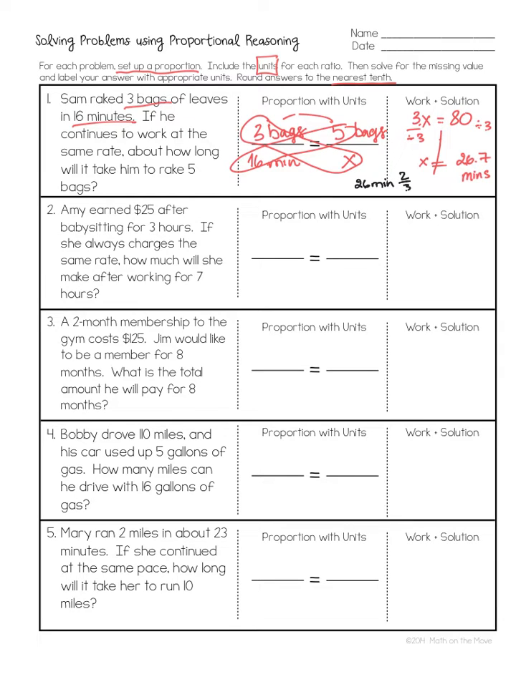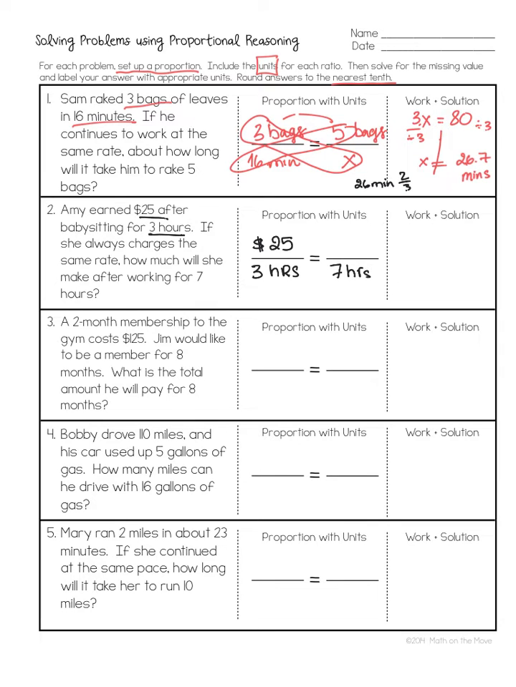Amy earned $25 after babysitting for 3 hours. $25 for 3 hours, that is a ratio. If she always charged the same rate, how much will she make after working for 7 hours? So I'm going to write down my first ratio: $25 for 3 hours of babysitting. And then they're going to continue doing that for 7 hours. How much money? It's going to be an x.